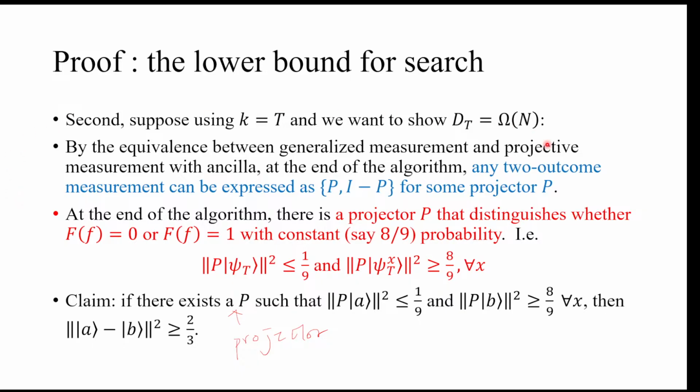Now we need to go back to chapter 1. In chapter 1, we have this equivalence between generalized measurement and projective measurement. It says that if you have a generalized measurement, you can do a projective measurement in a larger space. So at the end, we can just assume that we are doing a projective measurement. Maybe a larger space, it doesn't matter. You have two states, and you do a projective measurement on them.